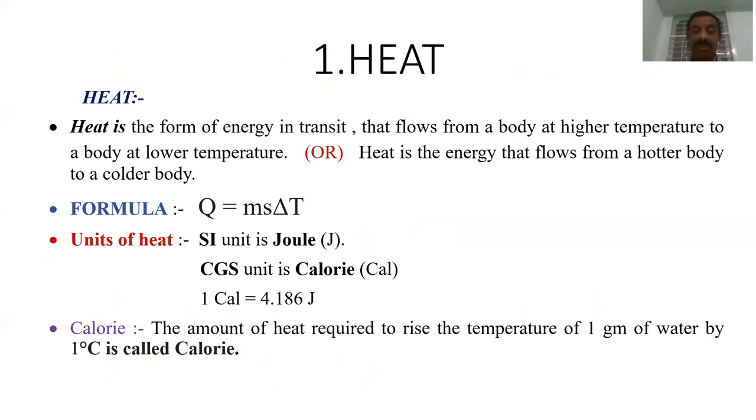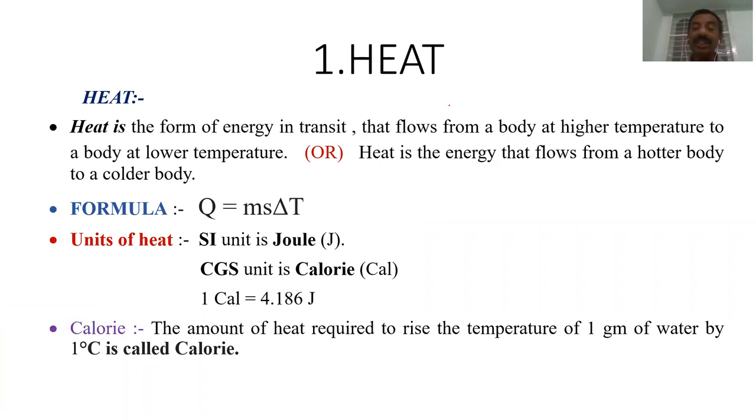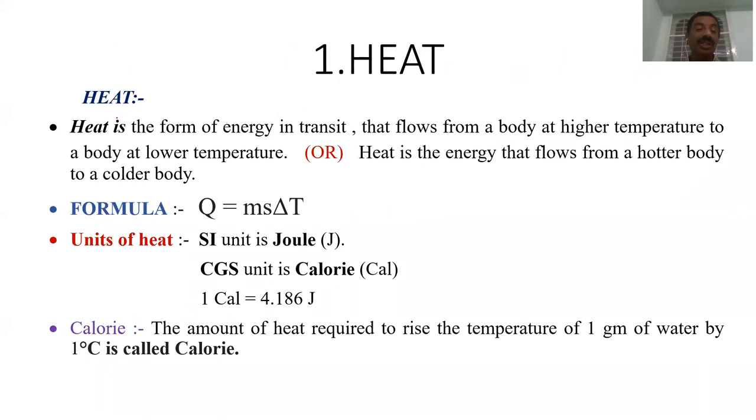So in the first chapter, the first definition is heat. What is heat? Heat is the form of energy in transit that flows from a body at higher temperature to a body at lower temperature. So that is how we define heat.